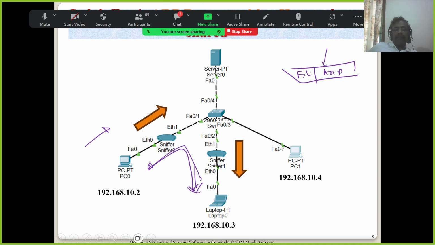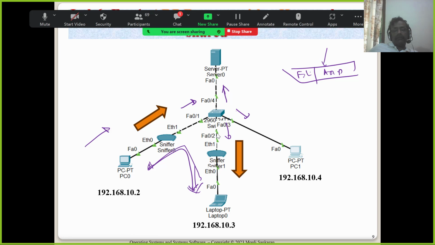Are you getting it? Okay, sir. So when PC0 sends an ARP request, the switch would send the ARP request to every other PC. Yes, as a broadcast, because it is an Ethernet broadcast. It will not use its intelligence. It is supposed to send it to everybody. It will treat broadcast frames differently than unicast frames.